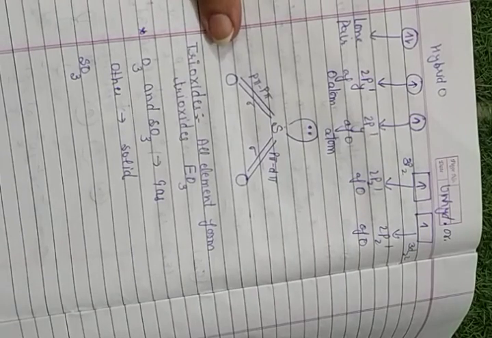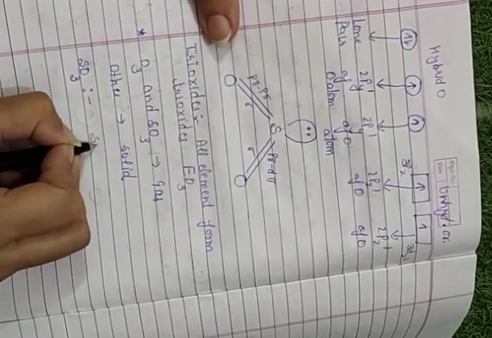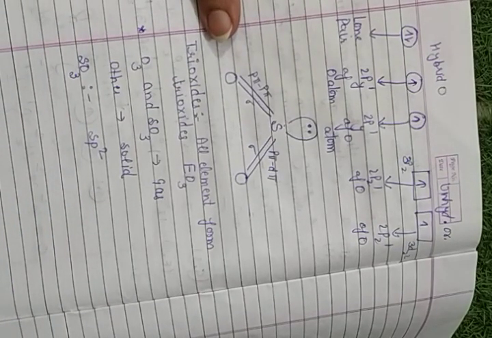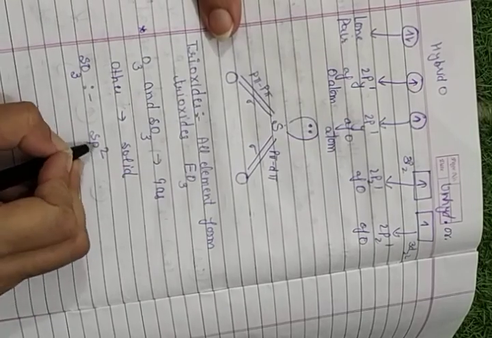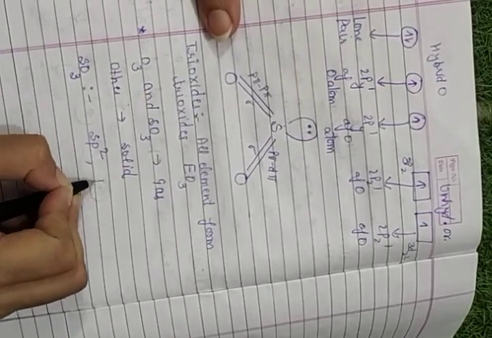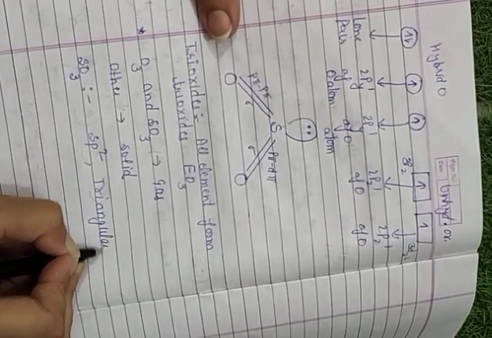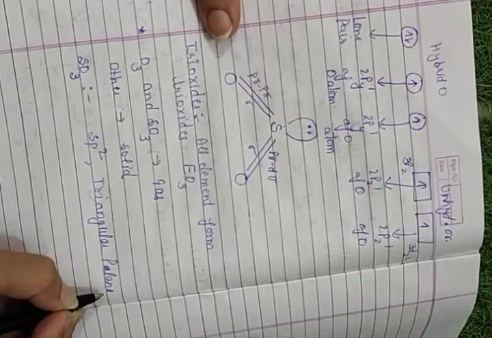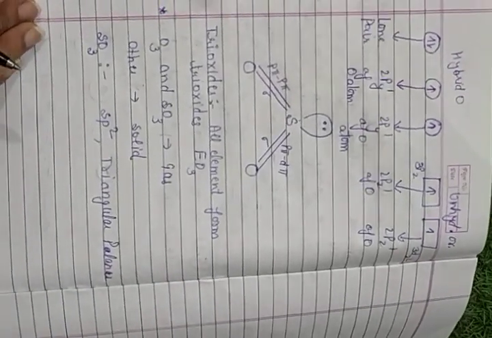Now taking sulfur trioxide, its hybridization is the same as that of sulfur dioxide, that is sp2 hybridization with triangular planar geometry. Geometry is different, but hybridization is the same. How did it happen? Let us discuss.